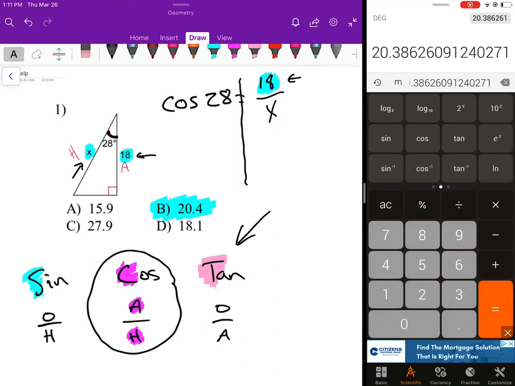I used cosine. And then you're just going to write out cosine, or whatever the trigonometric ratio you're using is. You're just going to write that equation out and set it up. In my case, it was A over H, 18 over X. And then the last thing, to recap: if the number in the fraction is on top, you're going to divide by. And if the number in the fraction is on the bottom, you're going to multiply by.